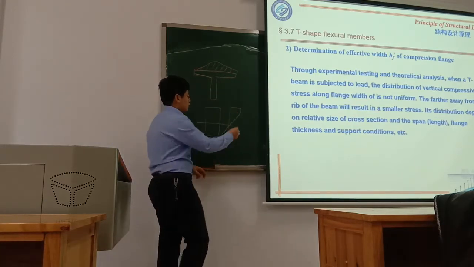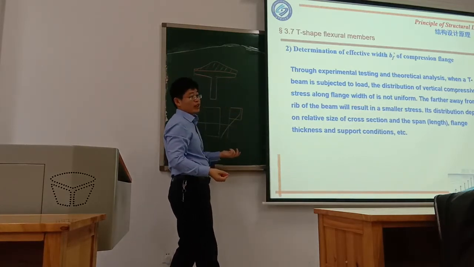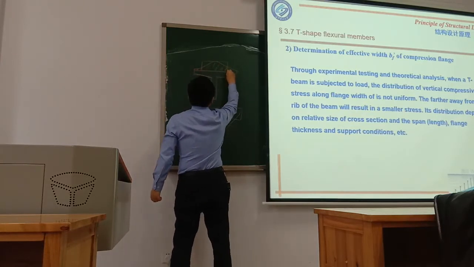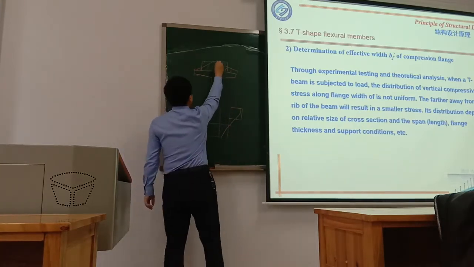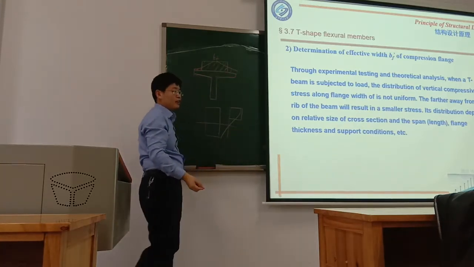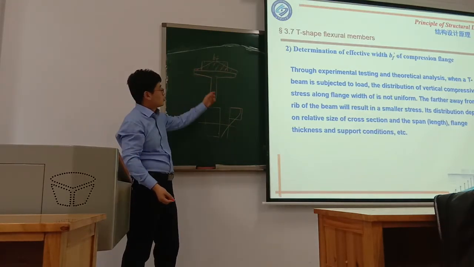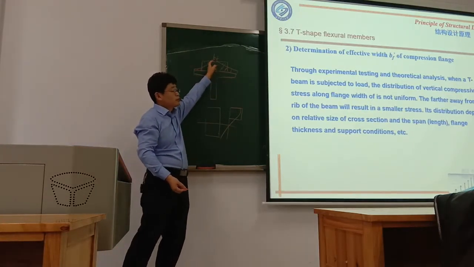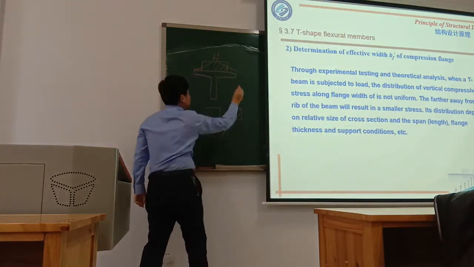Normally, for this top shape, remember we use this equivalent rectangular stress block. And for this, we also make an equivalent width b_f', to make this value equal to the real distribution value, just to make the calculation simple. So now the question is how to calculate b_f'.